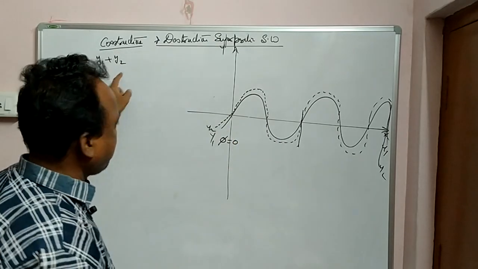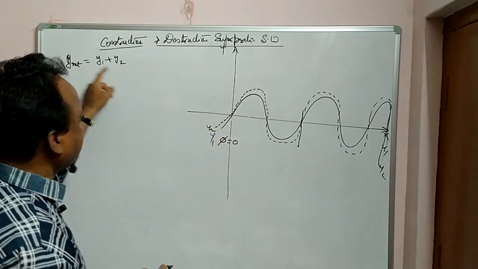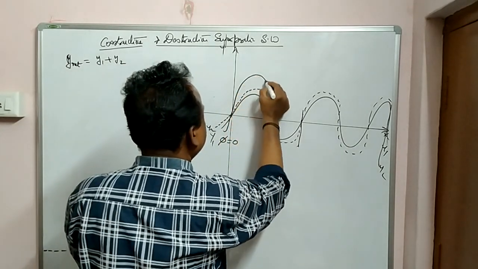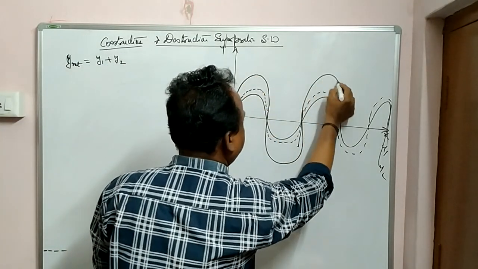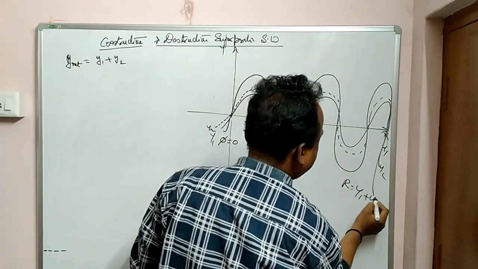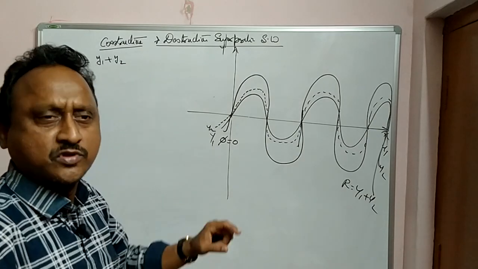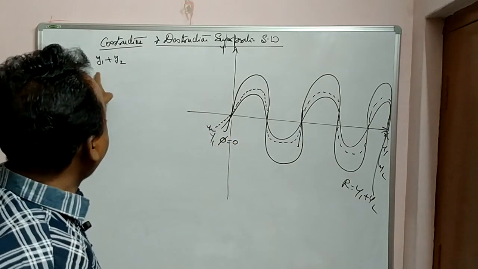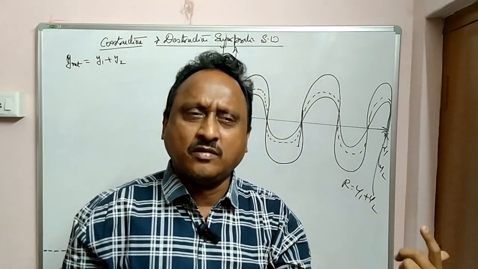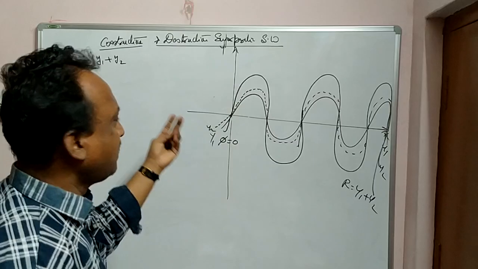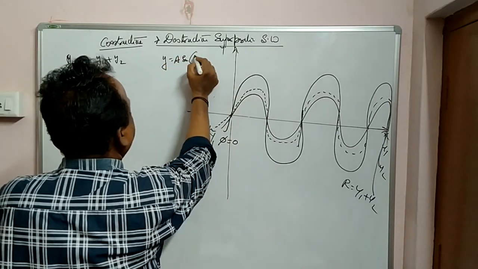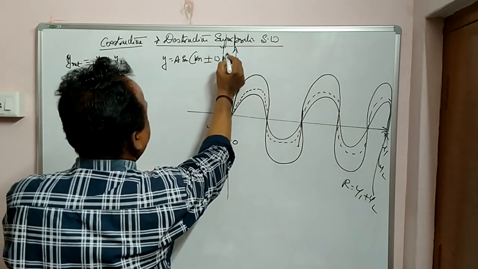So in constructive superposition of waves, the resultant wave is nothing but y1 plus y2, because here you can see the resultant will be maximum. So this is the resultant. By using the principle of superposition of waves, the resultant is got by the y1 plus y2 wave. You know what a sine wave is? A sine omega t plus kx or omega t minus kx. I told you plus and minus. This is the equation: A sine kx plus minus omega t.